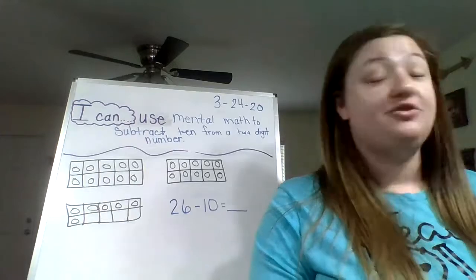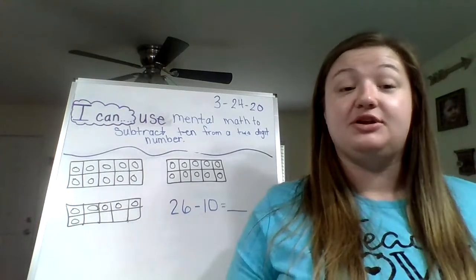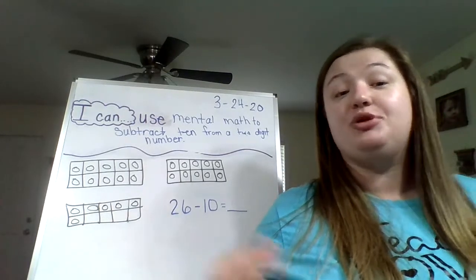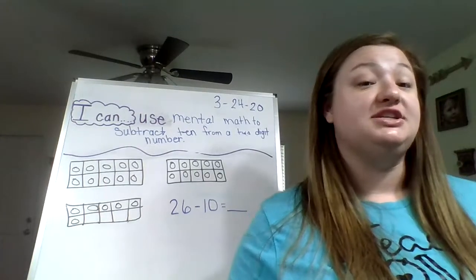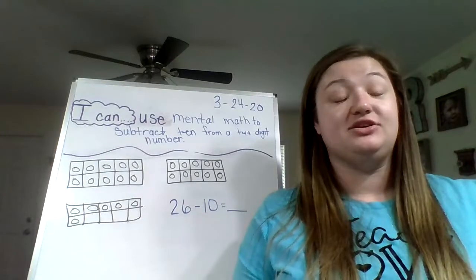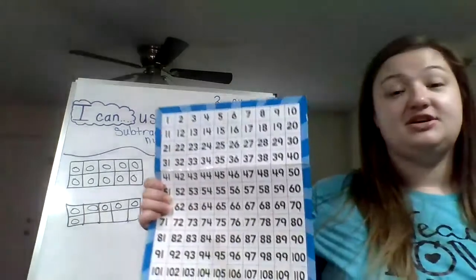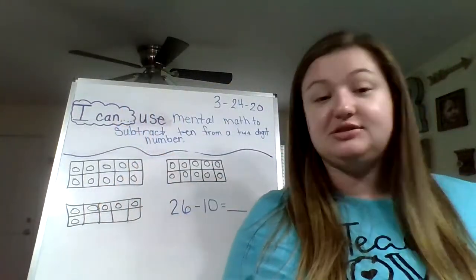So far we have learned how to subtract tens from a number using different strategies. We have used open number lines where we have to plug in the numbers. We've used addition to subtract where we start at the subtrahend and we count up until we get to our final number. We have used a hundreds chart, and we have used place value blocks.